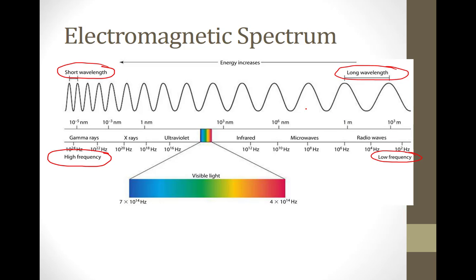And this is all because of the relationship we learned a couple slides ago, that v equals lambda f. The speed of an electromagnetic wave in vacuum is fixed. It is 3 times 10 to the 8th meters per second. Because v is fixed, if the wavelength increases, the frequency has to decrease, and vice versa.